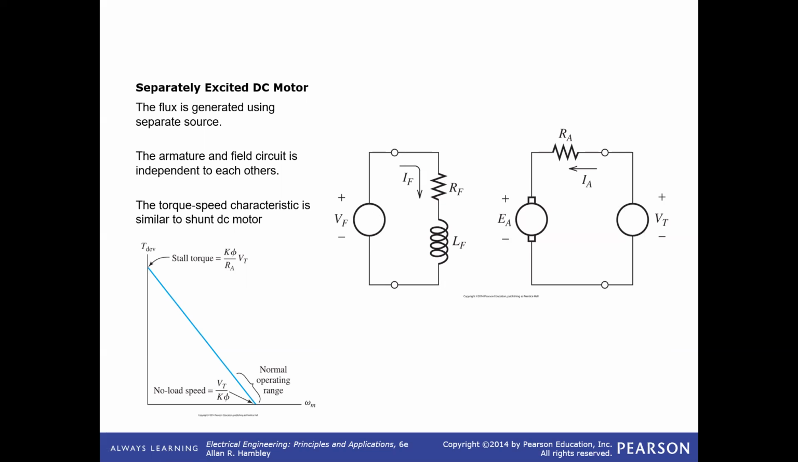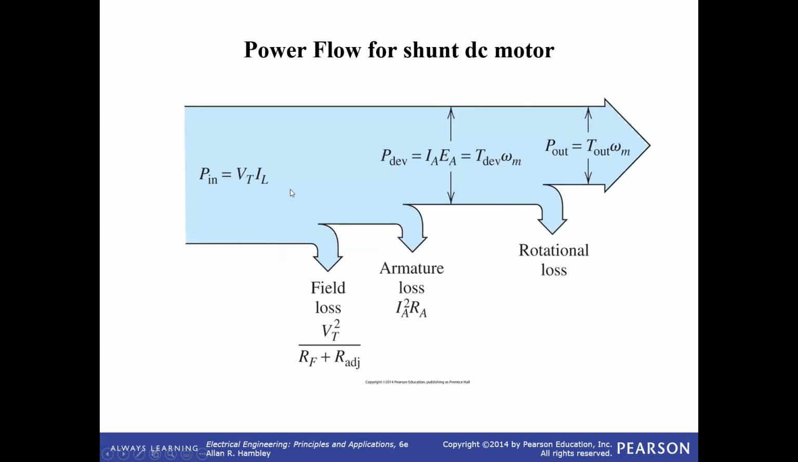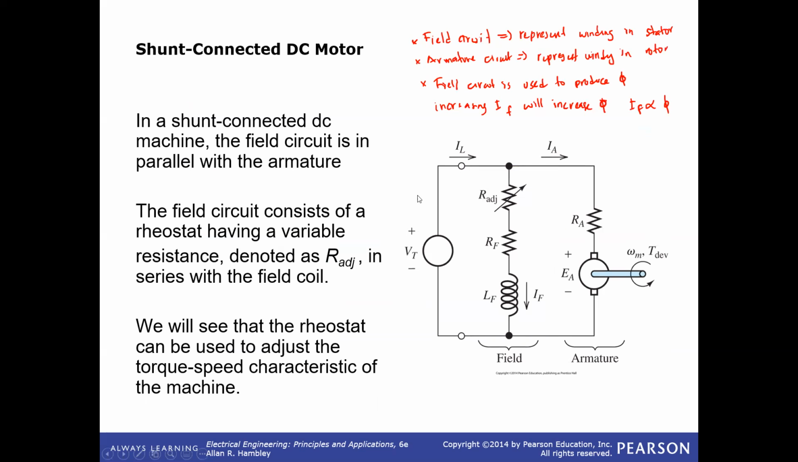Okay, so the flux is generated using a separate source, which is IF here. Using the field circuit, the flux is proportional to the IF. And since it is separated, the armature and field circuits are independent of each other. It's actually contrary to the shunt connected motor, where, as you can see, it is connected in parallel.